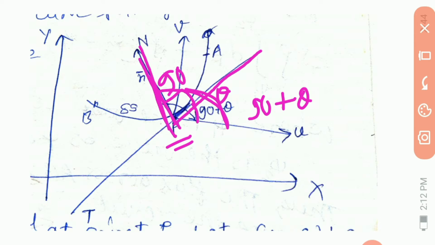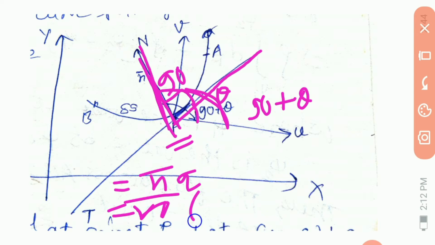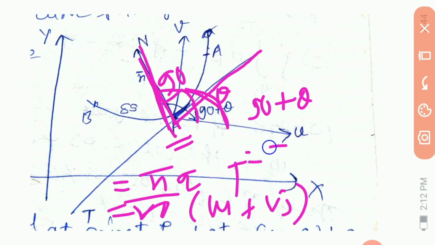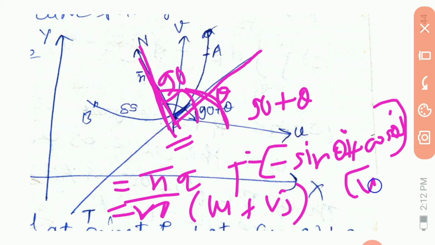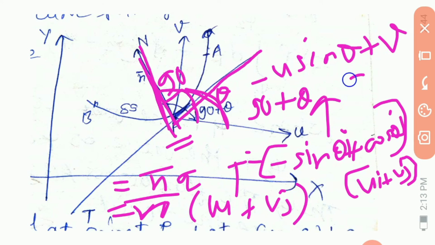The inward normal velocity is n bar dot q, that is n bar dot (ui plus vj), and so this can be written as (minus sin theta i plus cos theta j) dot (ui plus vj), and then we get this is equal to minus u sin theta plus v cos theta.